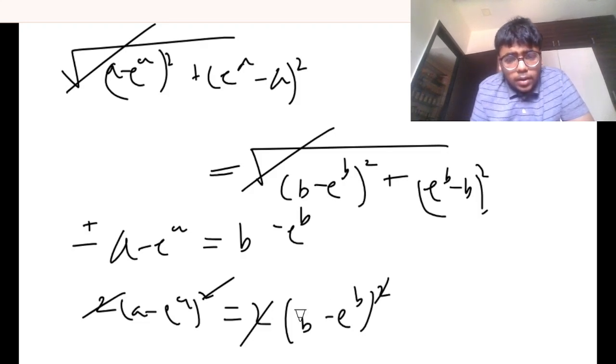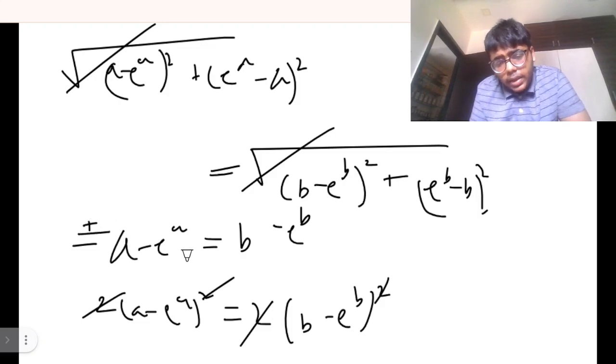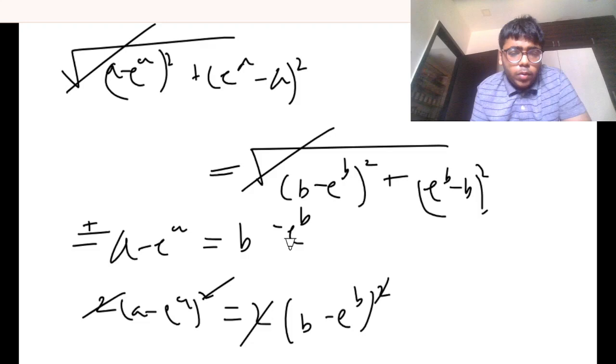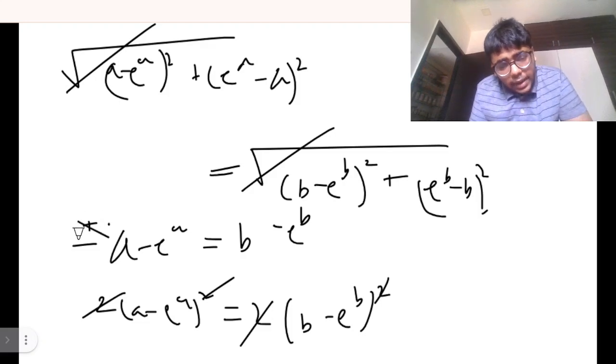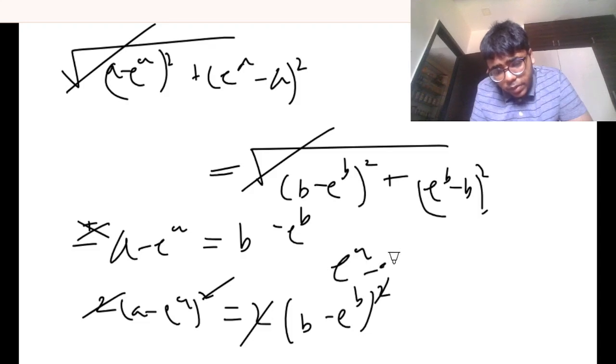Now if I look at the plus case, it is a minus e^a equals b minus e^b, which will imply that a is equal to b, because this is a strictly decreasing function. So no, the plus case does not really work. If I go for the minus case, what am I left with? e^a minus a is equal to b minus e^b, right?